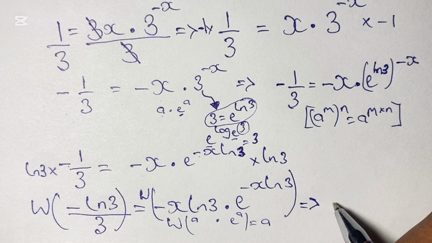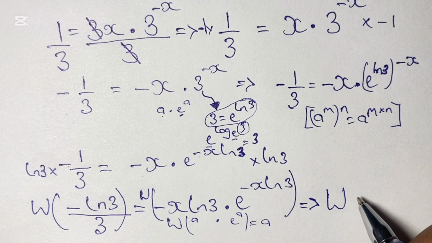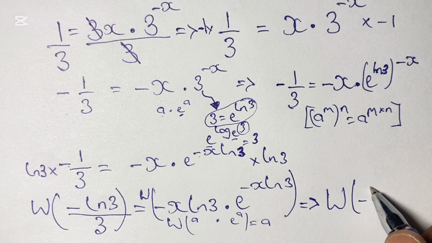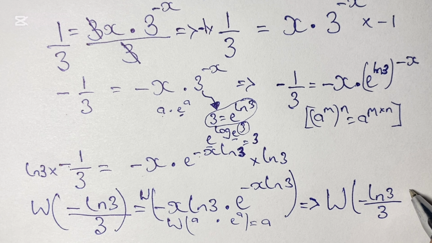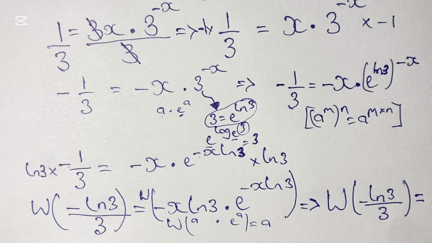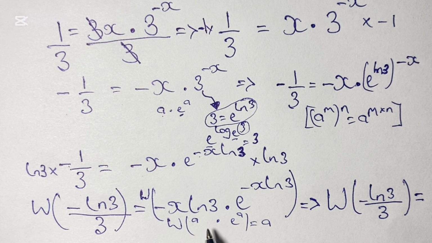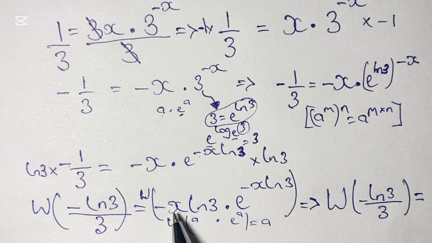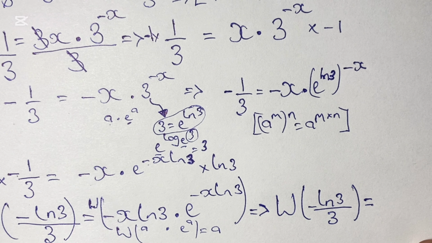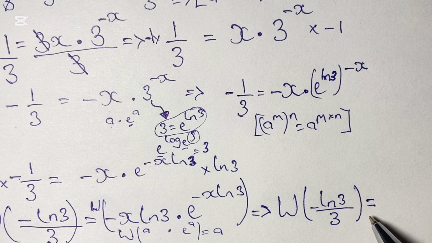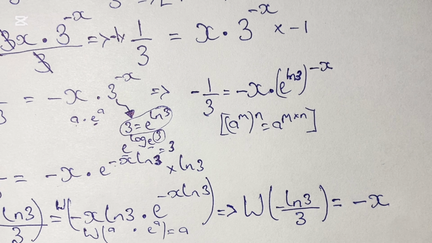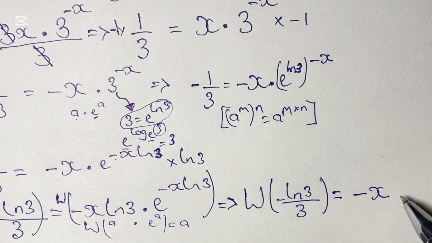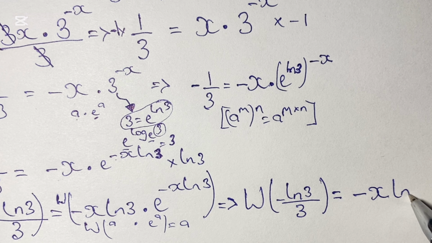So we'll start right here. So we have W, and in brackets we're going to have negative ln of 3 over a third. So we're essentially saying that this is equal to what we have here. So we take the value of a here, which is negative x ln of 3. So we're just going to take this and put it here. So our equation now is that we have W in brackets negative ln of 3 over a third is equal to negative x ln of 3.